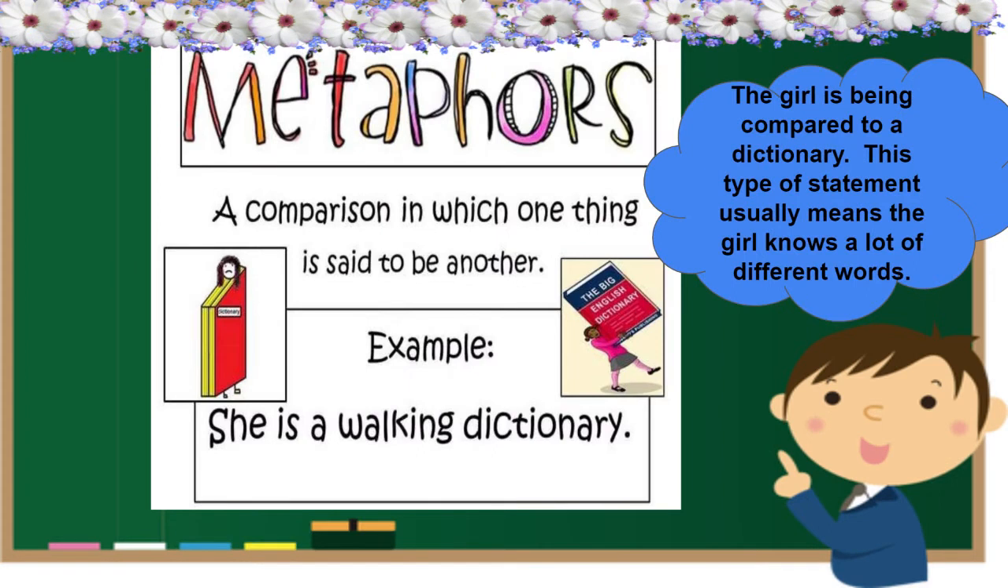A metaphor is a comparison in which one thing is said to be another. For example, she is a walking dictionary. The girl is being compared to a dictionary. This type of statement usually means the girl knows a lot of different words.